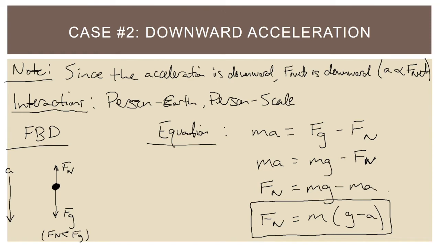So that's it for case 2. We've got our equation, we've got our free body diagram. Now we'll go to probably the easiest case of all, which is the case of zero acceleration, case 3.